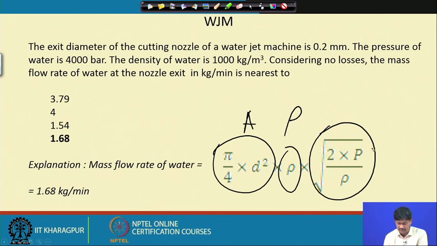How is V found out? V is found out by converting the pressure energy completely to velocity energy. If you remember, we have Bernoulli's equation where P by gamma plus V square by 2g plus Z is constant. So, the same thing has been done here. I leave this calculation to you. I am sure you can solve it. And this way the mass flow rate is calculated to be 1.68 kgs per minute. Next.